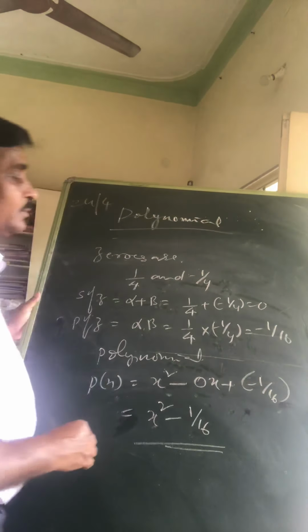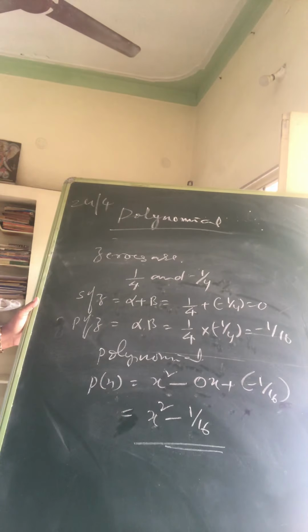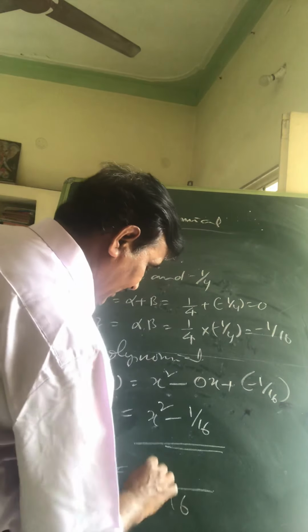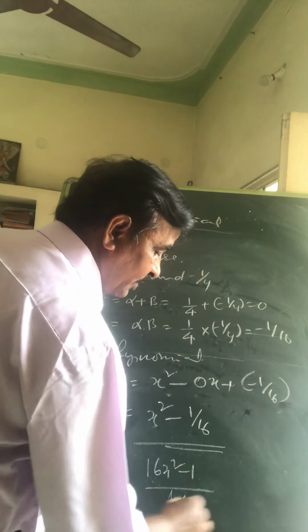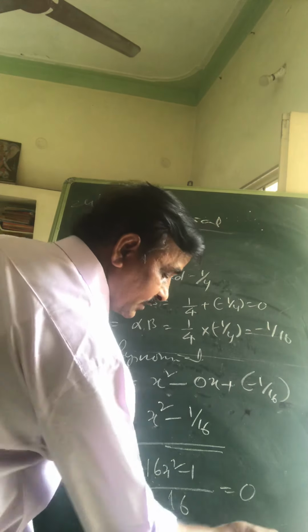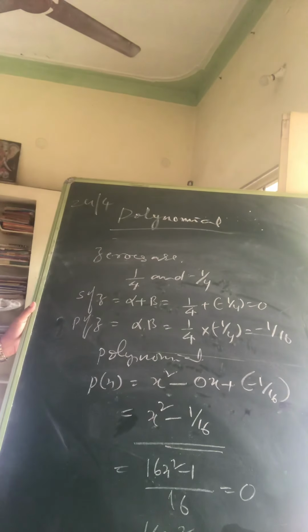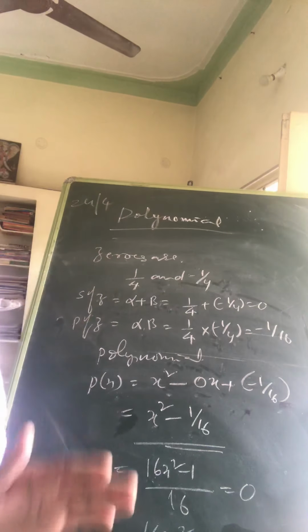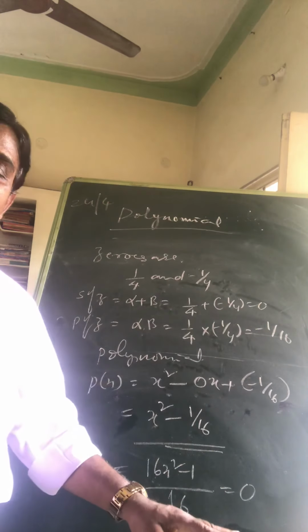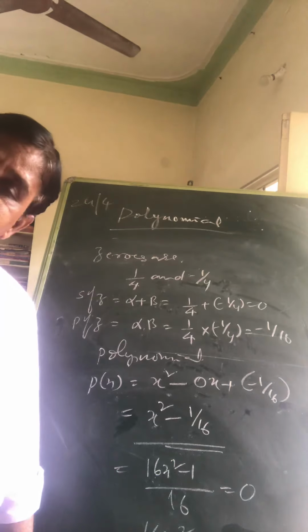This is the polynomial. Okay. This we can also write, by taking the LCM, as 16x square minus 1, which is equal to 0. 16x square minus 1 is also a quadratic polynomial, where the zeros are 1 by 4 and minus 1 by 4. Okay. That means we have learned that when the zeros are given, we frame the polynomial, and when the polynomial is given, we find the zeros.